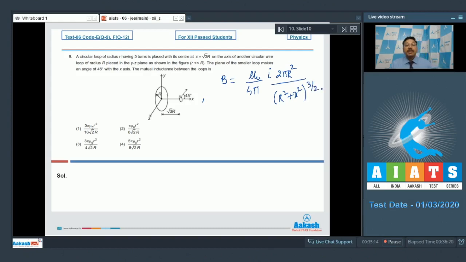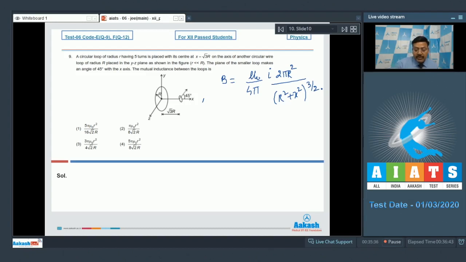This is the formula for magnetic field on the axis of a circular loop, where x of course is the distance of the point from the center of the loop. So now in this particular problem, the value of r is given to us. The value of x in fact has been given as root 3r.